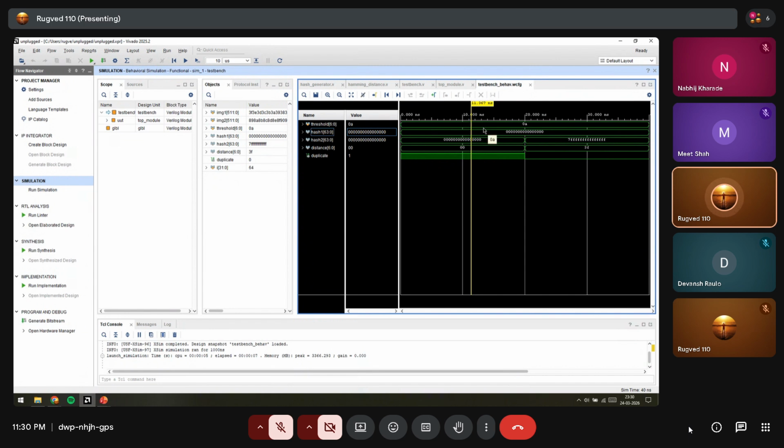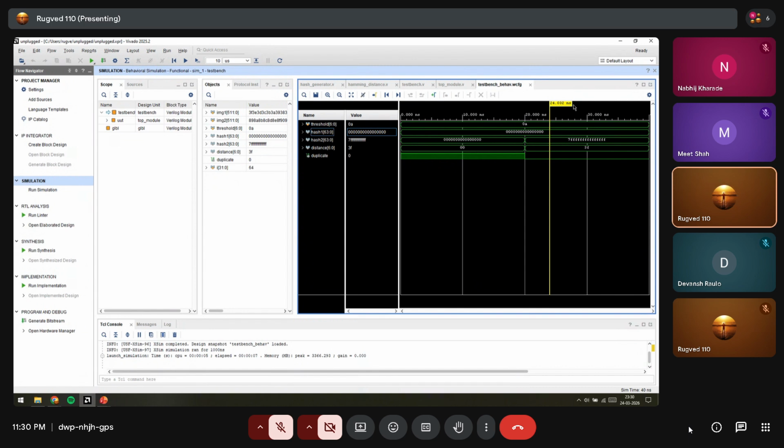Now, for the first 20 nanoseconds, the distance between the two hashes is 0. And since it is below the predefined threshold, that is 0A, the duplicate variable is 1, or high, or true. That is, the images are similar.